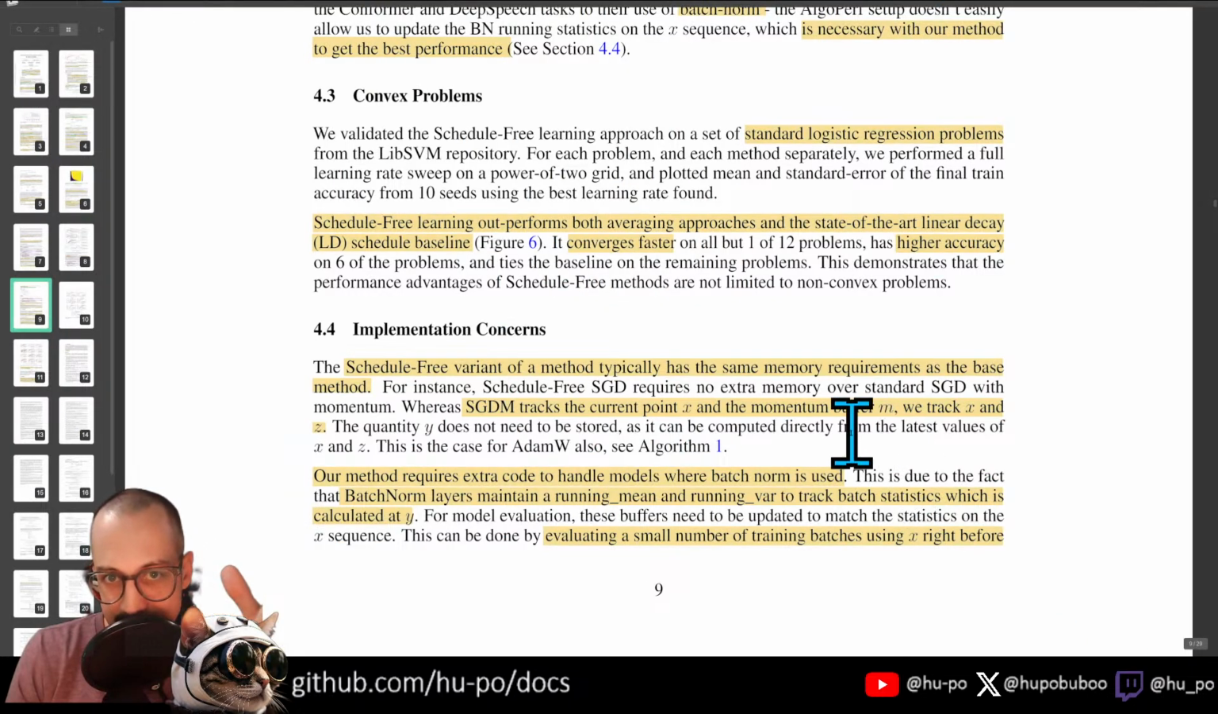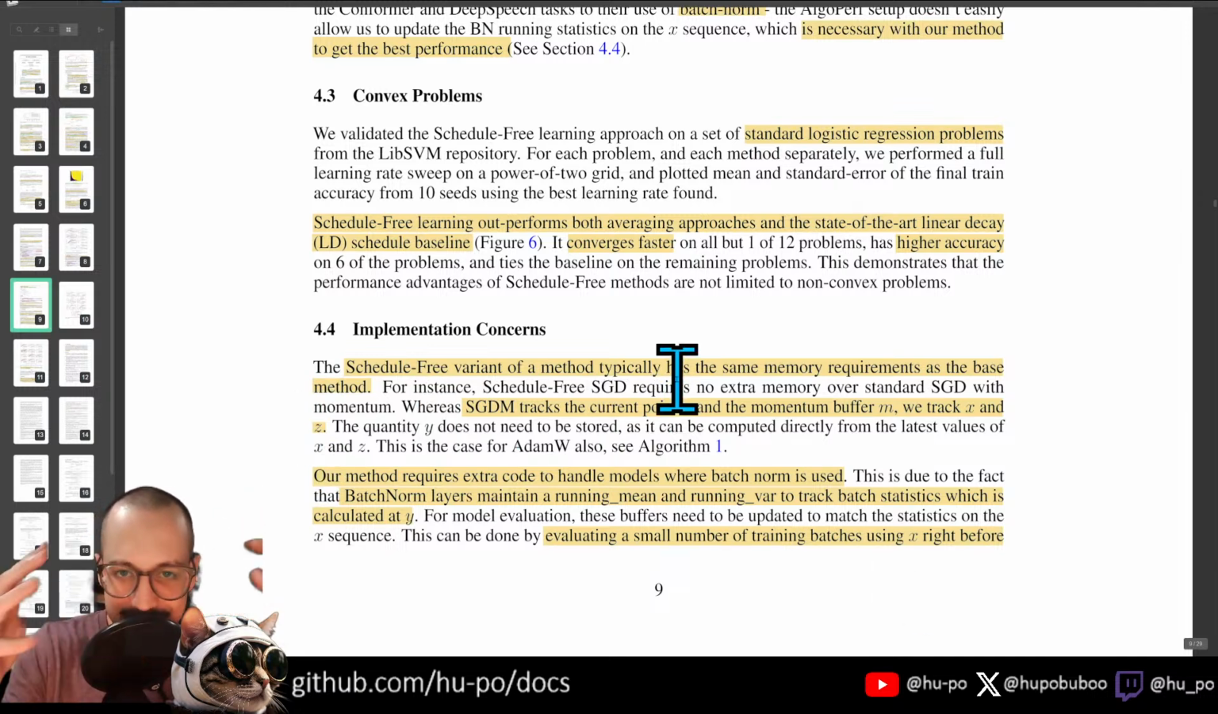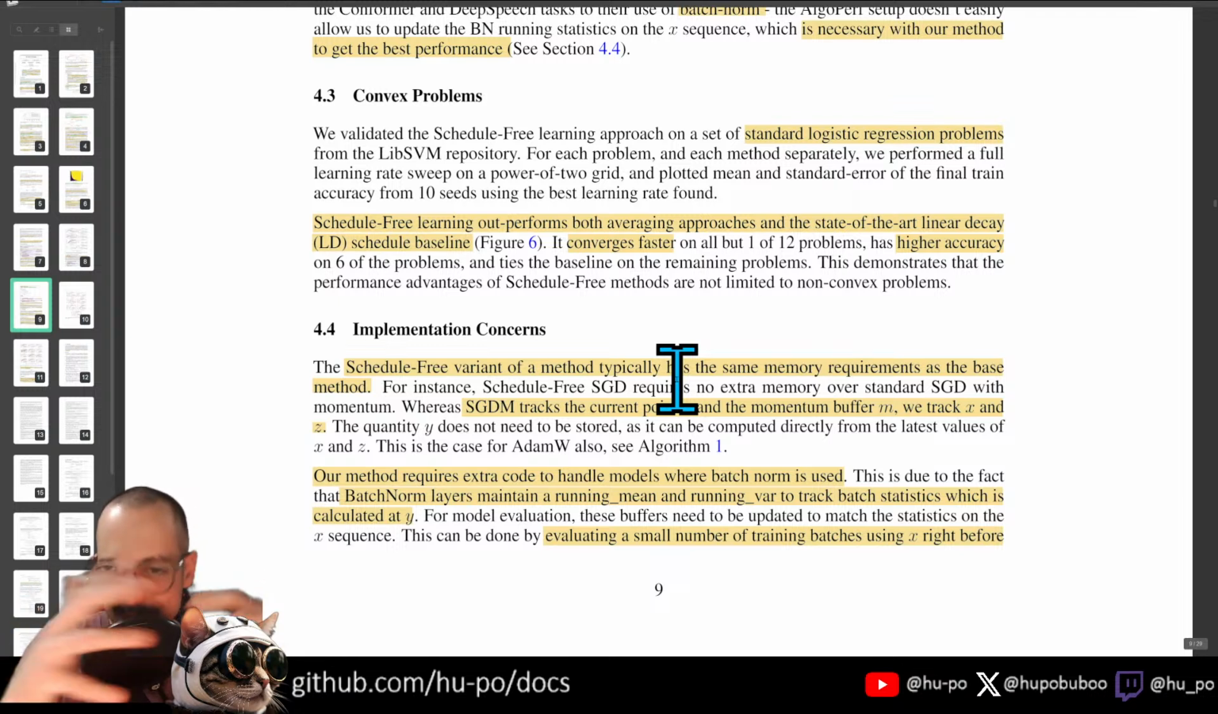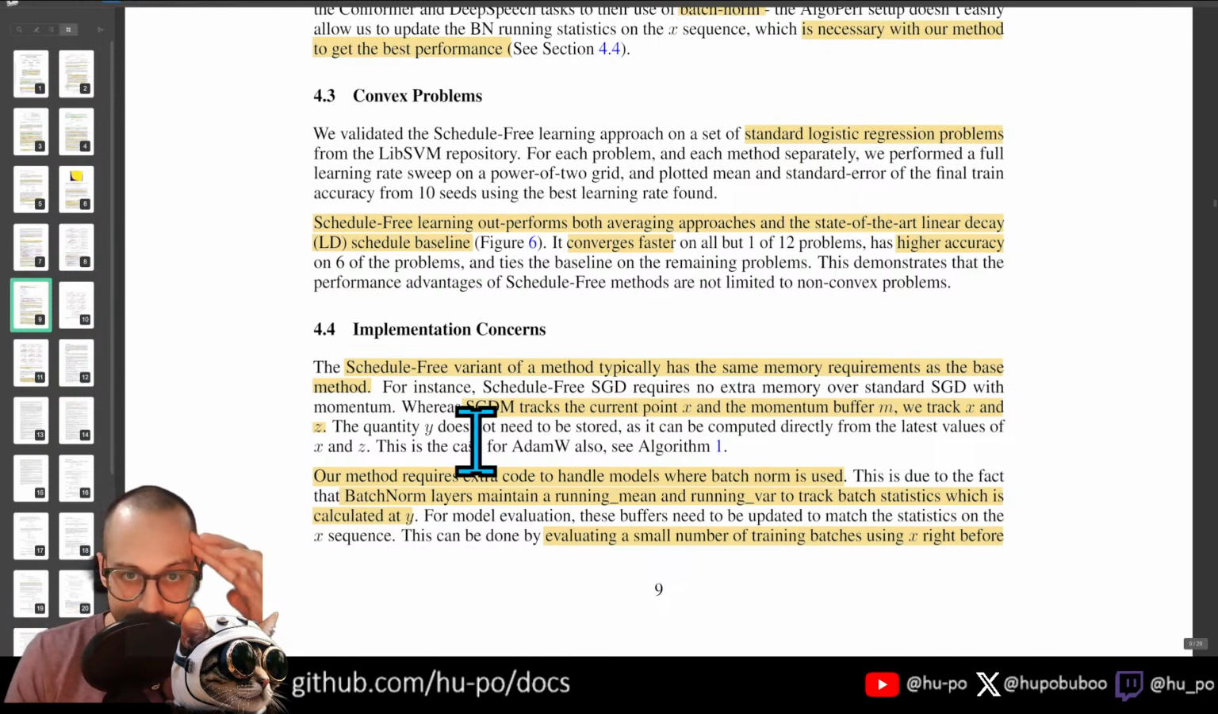In this one, they don't have that, but they have to keep track of the Z, which is effectively the same thing, right? All of these things are just momentum, but with different terms describing them, but it's fundamentally the same thing. Our quantity Y doesn't need to be stored, but you're still storing X and Z, which is the same amount of memory as storing M and X. So no extra memory, but it still requires the same amount of memory.